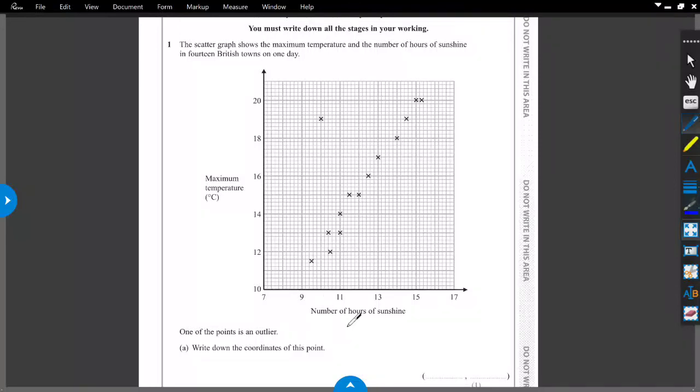There's quite clearly a trend going on here. We can see that as the number of hours of sunshine increases, the maximum temperature is also increasing. And it's kind of rising in its pattern here. And most of the data is quite close together.